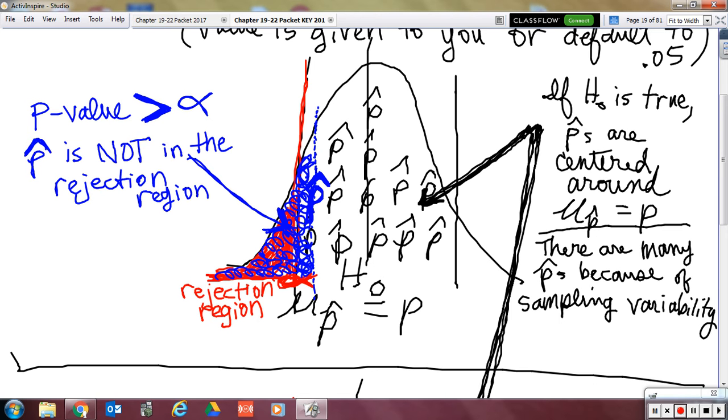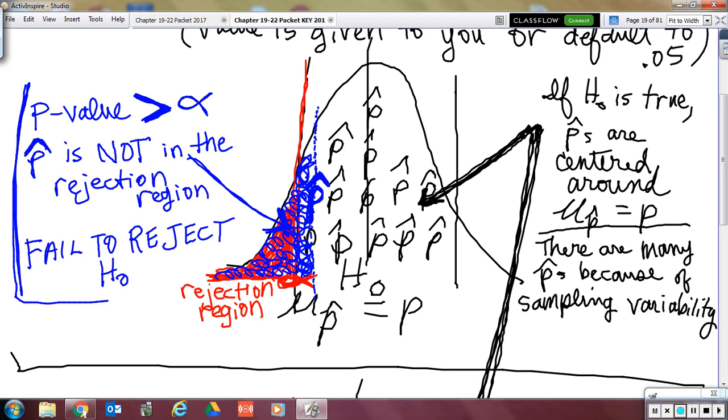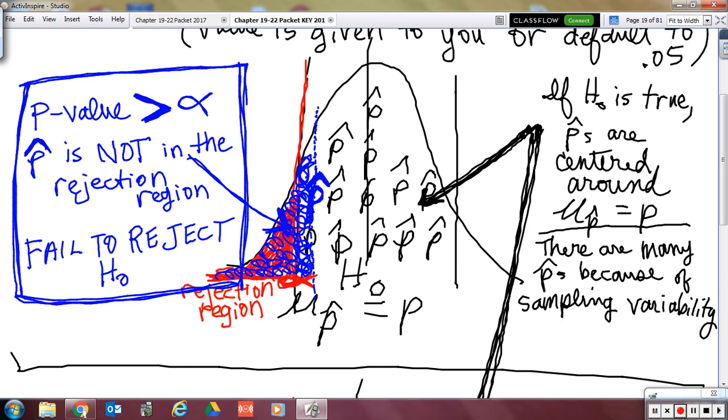So do we have evidence to dispute the null hypothesis? Do we have evidence to reject the null hypothesis? No. So we fail to reject, we do not have evidence to reject the null hypothesis. Okay? So this is the main point for this top picture. That is the main information that you need to know about that top picture. We fail, our p-hat was not in the rejection region. Our p-value is greater than alpha, so we fail to reject.